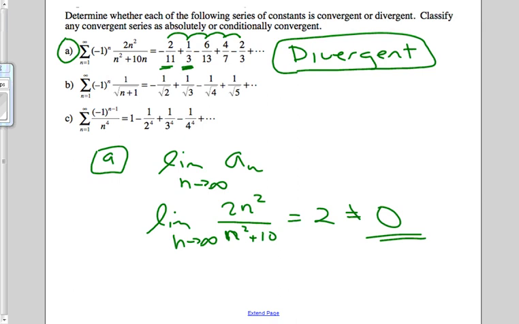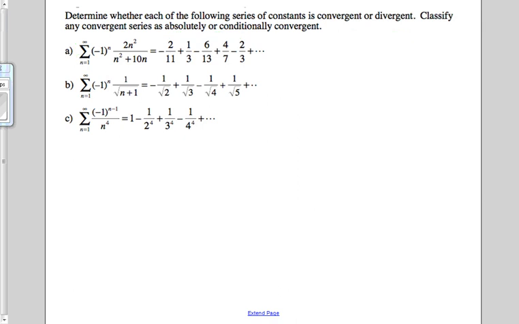Cool. What about the next one? Looking at the next one, the first thing that we want to do is look at the idea that each of these values is dropping. So 1 over root 2 to 1 over root 3 to 1 over root 4. We're getting less and less and less, and they're alternating. So we know that a sub n plus 1 is less than a sub n.